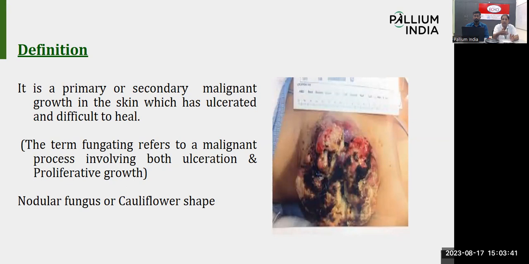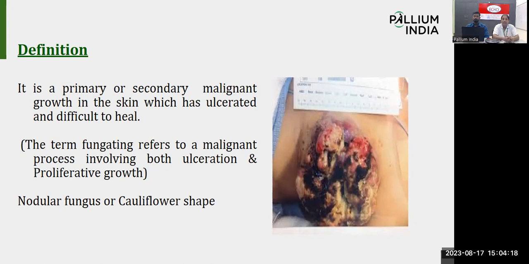So the malignant uncontrolled growth of the cells will be taking place, and that area will be ulcerated and difficult to heal. So what is the difference between the normal wound and the fungating wound? A normal wound can be prevented and healed, right? There are possibilities the normal wound can be healed and prevented, but in the fungating wound, the healing process is not possible. It will look like an ulcerated and difficult to heal type wound, and there is a malignant growth of the cells, that is, extra uncontrolled growth of the cells will be taking place.